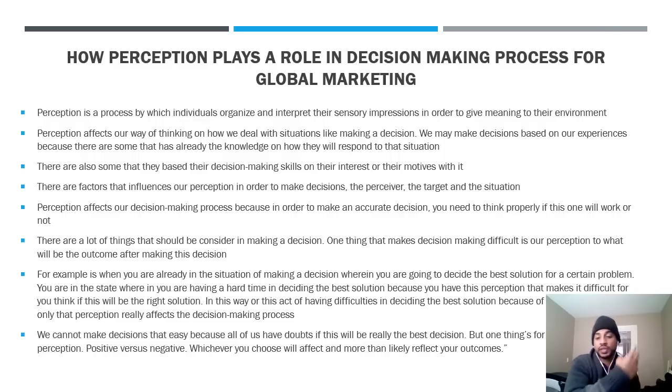Some people's perceptions are different. Some people's perception is that it works. They say, okay, I understand that. So there are a lot of things that should be considered in decision making. One thing that makes decision making difficult is our perception of what the outcome will be after making the decision. Okay, so how is perception used in decision making?